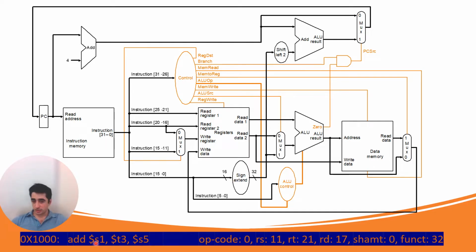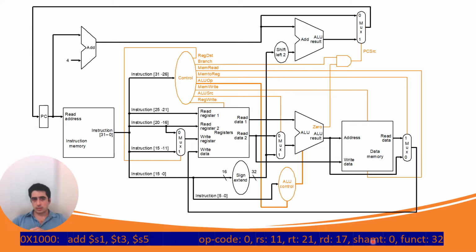S1, that's the destination register, and S1 is stored at index 17 of the register file in MIPS. The shift amount is 0 and the func value is 32 for add. If it was a sub, then the func was 34. For different R format instructions, the func is different, for example, and it's going to be 4, and so on and so forth.